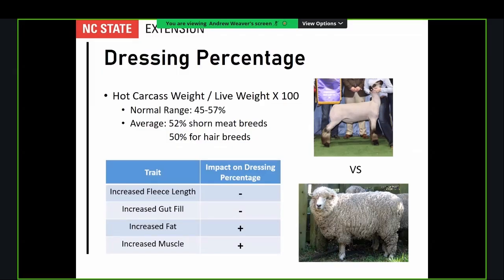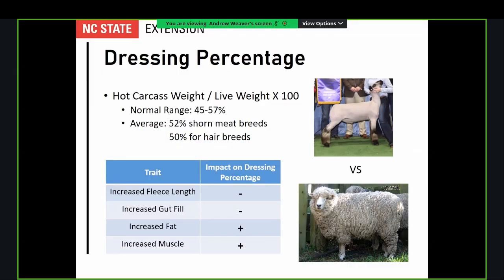Fleece length has a negative impact on dressing percentage. The longer the fleece, if your sheep have a thicker coat, that is weight that's going to contribute to the live weight, but is then removed at harvest, so it doesn't contribute to carcass weight. And so the longer the fleece length, the thicker the coat, the lower the dressing percentage is going to be.